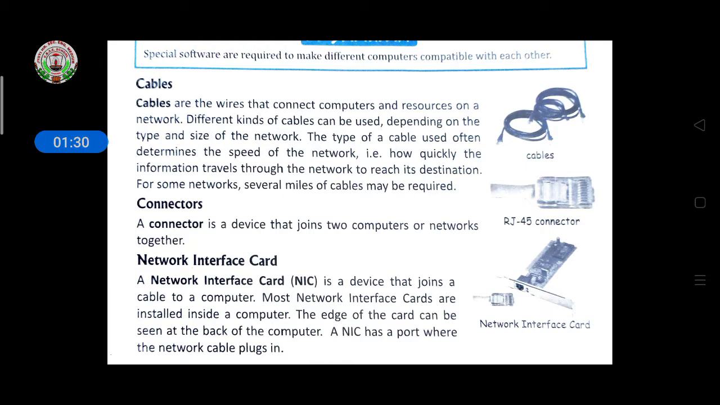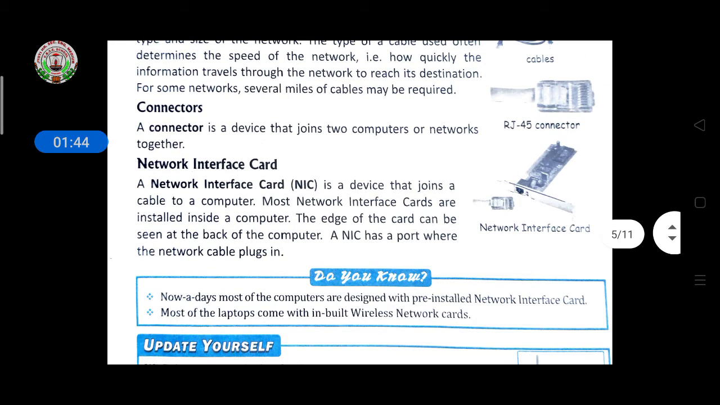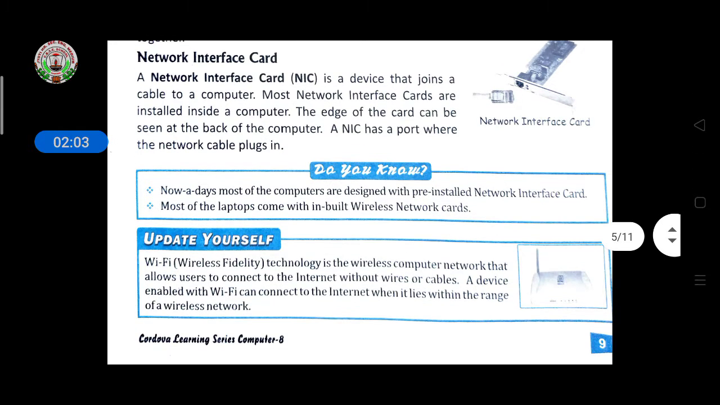Then the connector is given here, with the picture: the RJ45 connector. The connector is a device that joins two computers to a network together. And then the network interface card is used to join the cable to a computer. Most network interface cards are installed inside the computer. Nowadays, if you configure a PC, a personal computer, it is there inside the computer.